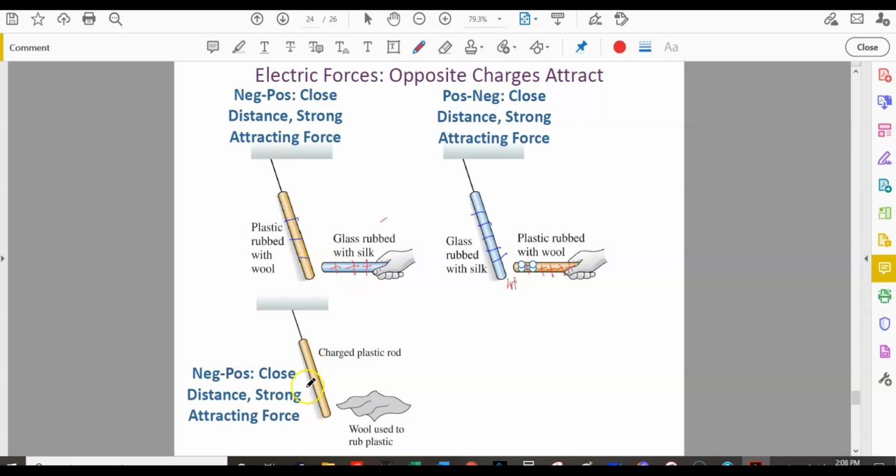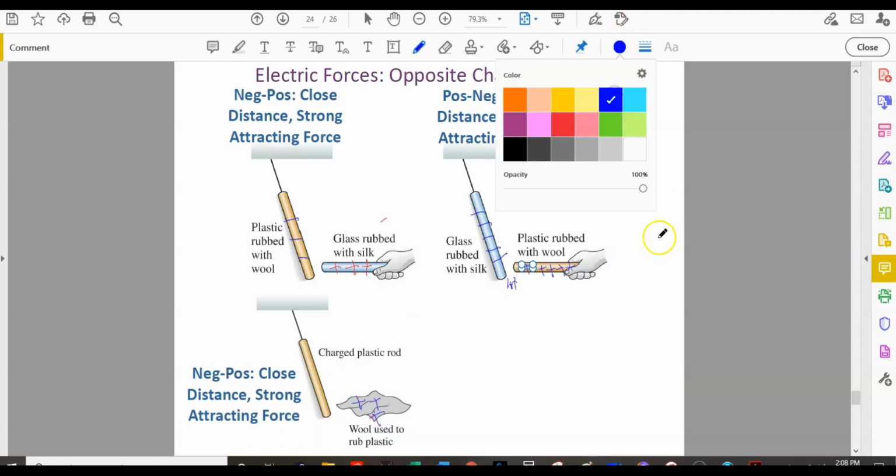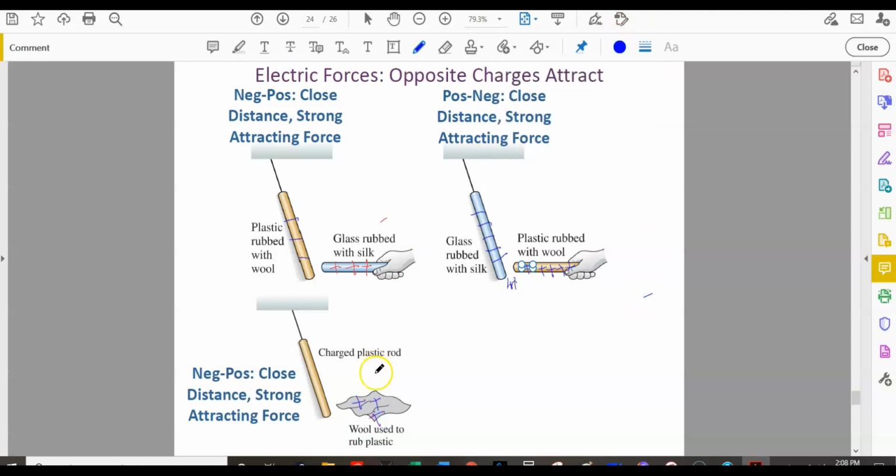And the interesting thing too is that when you have rubbed the wool against the piece of plastic, now the wool is going to have an excess of positive charge, and it's actually going to be attracted to that negatively charged piece of plastic that it gave its electrons to. So they'll be attracted to each other. Pretty cool.